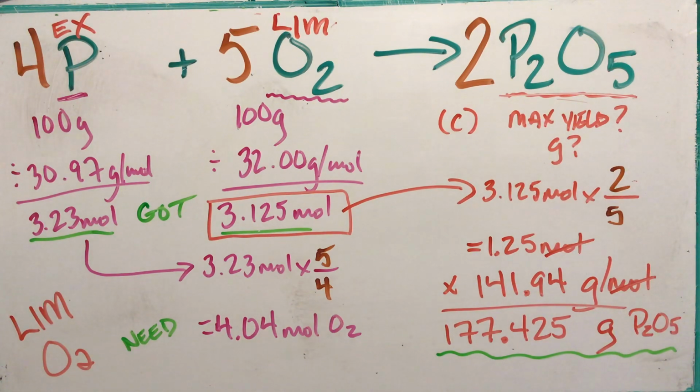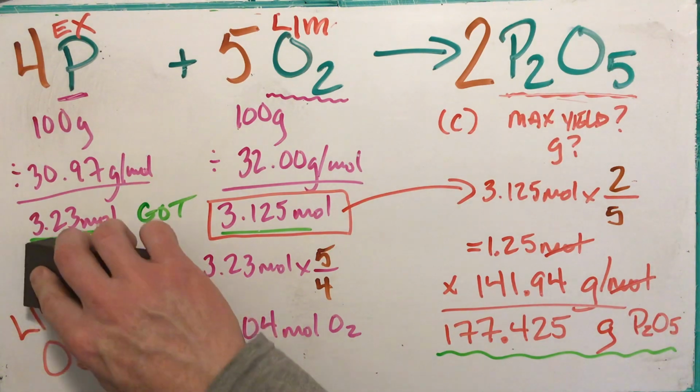All right? So A was the equation. B was what is my limiting reagent. I found out it was oxygen. C is my maximum yield in grams right here. Now, I'm going to have to erase this to do part D. So pause the video, get this down if you need it. I'm about to erase it. All right?